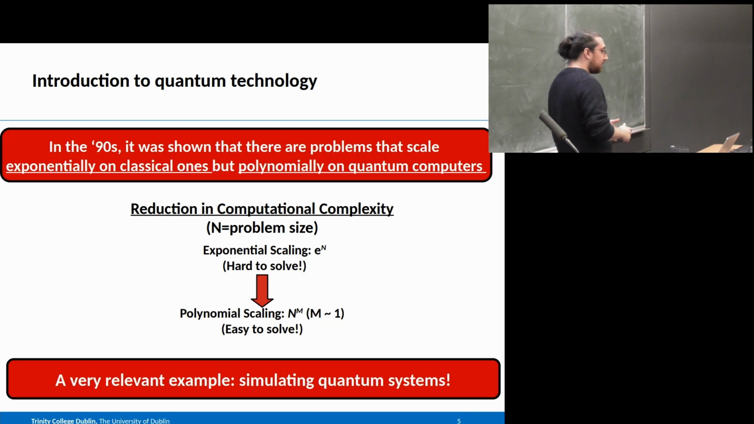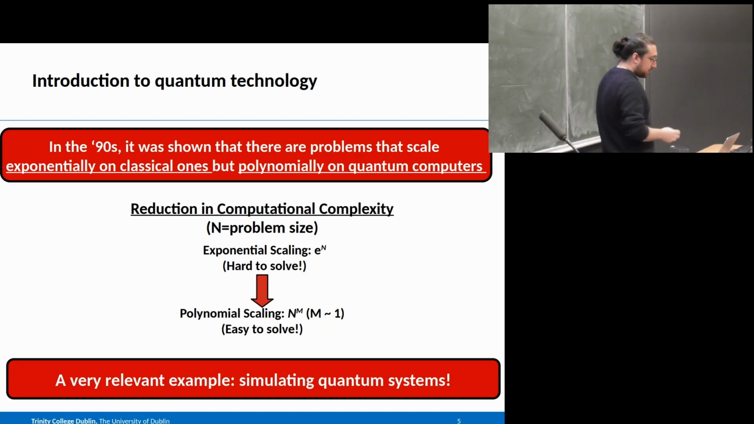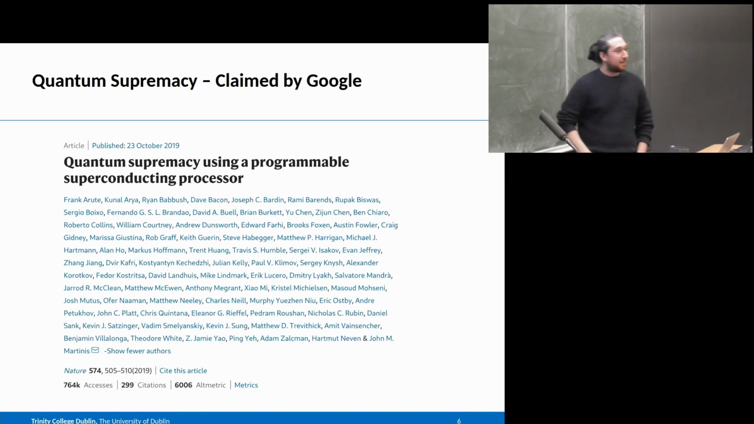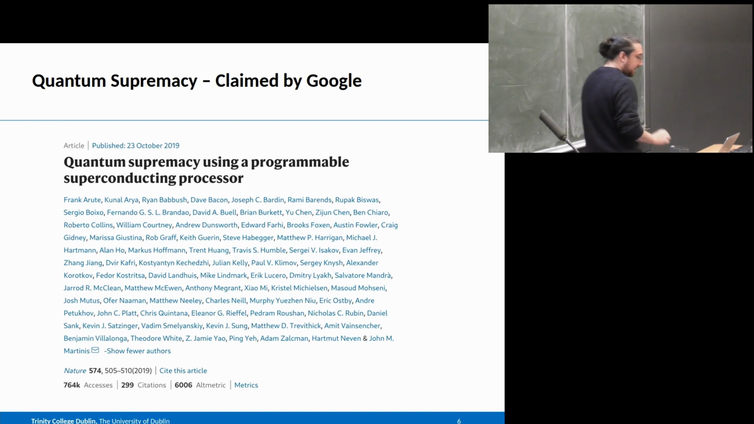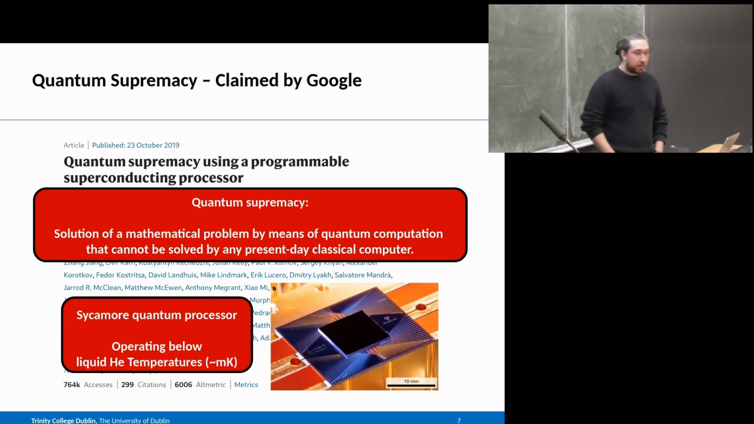And in the 90s, people started thinking about using quantum mechanics to solve these classical problems. And they demonstrated there are some problems that scale exponentially classically, but can scale polynomially and then become easy to solve on quantum hardware, on quantum machines. This is all in theory, right? So you're a theoretical physicist, you like this, but we also need to make a reality check and see whether we can actually do this. And people did try, and in 2019, the team at Google claimed to have reached quantum supremacy.